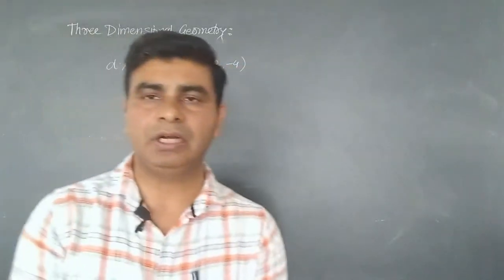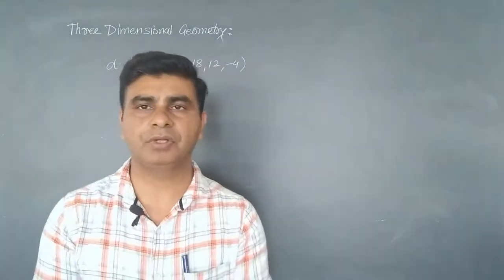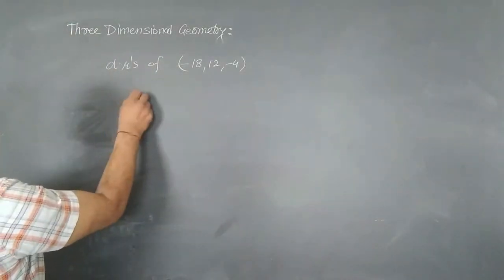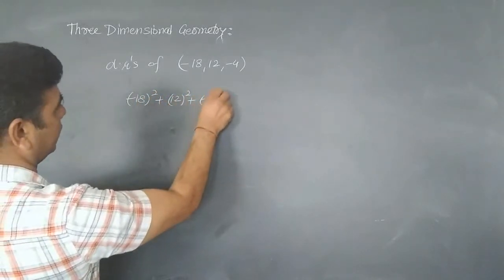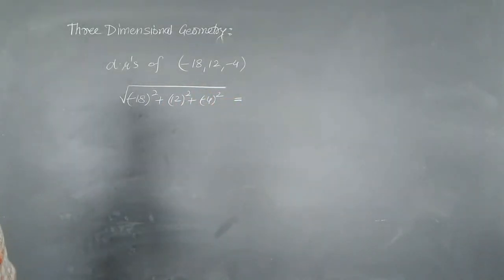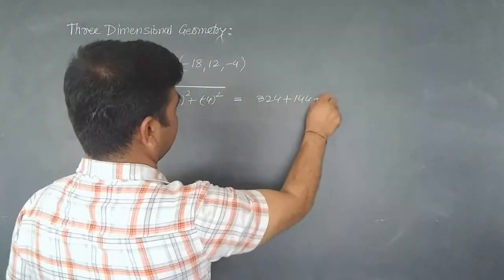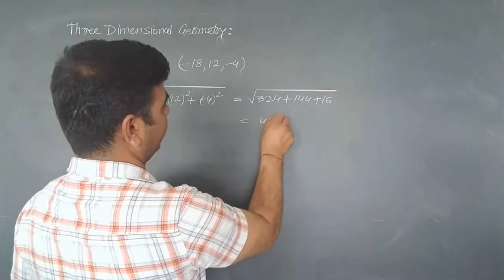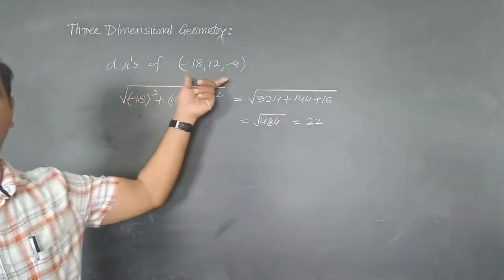So dear students, we know very well how we can find the direction cosines. Direction cosines are always given by direction ratio upon the magnitude of the vector. So let me first of all find the magnitude of this vector. This is given by the root of -18 square plus 12 square plus -4 square, and 18 square is 324, plus 144 plus 16 under the root, and this is 484 under root, which is equal to 22. So the magnitude of this vector is 22.